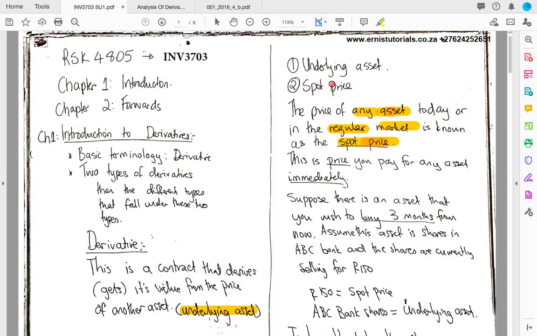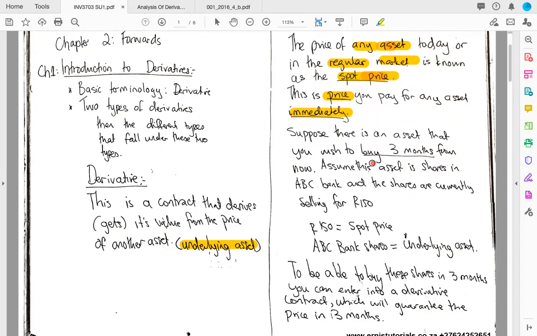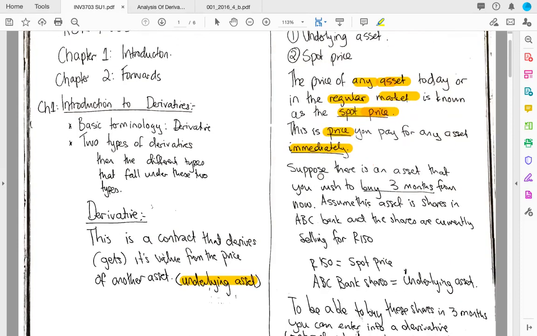And it's important to understand that in the context of derivatives, right? So this spot price, this is the price you pay for any asset immediately. So when we talk about the spot price, we are talking about the price that you pay for any asset immediately when you buy the asset, or the price you sell an asset for when you sell the asset.